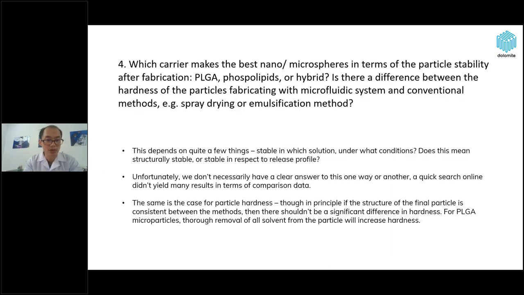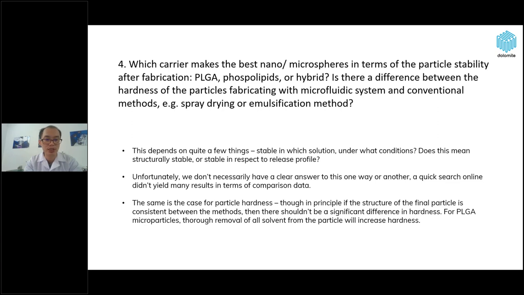And question number four is, which carriers make the best nano and microspheres in terms of particle stability after fabrication? PLGA, lipids, or hybrids? Is there any difference between the hardness of particles fabricated with a microfluidic system and conventional methods, for example spray drying or emulsification methods?